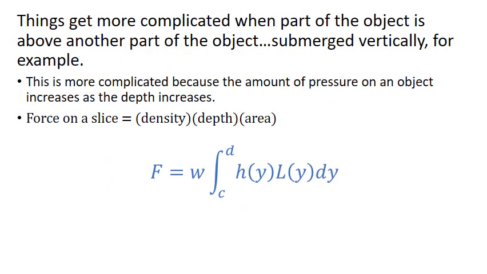Now, as mentioned, things get more complicated when we are submerging some item vertically. The reason for this is because if an item is submerged vertically, then the pressure on the object varies depending on the depth of that portion of the object. So what we do is we take force on a slice, and it's basically the same thing as before, the density, depth, and area. But what we want to do is just kind of take just a piece of it. So if I break this down, this is the formula we'll use. So F represents force. Once again, this W is the density.